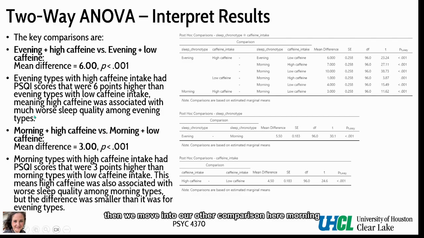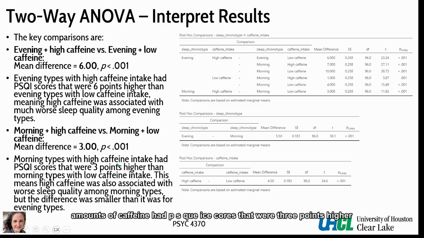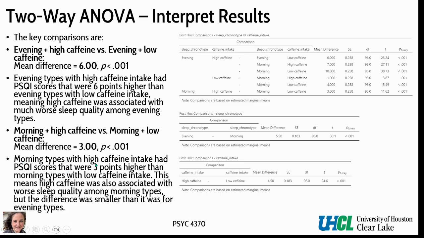Then we move into our other comparison here, morning chronotype with a high caffeine consumption versus morning chronotype with low caffeine. The mean difference was 3. That was significant. So that just means that morning types that consumed high amounts of caffeine had PSYC scores that were 3 points higher when compared to low caffeine.